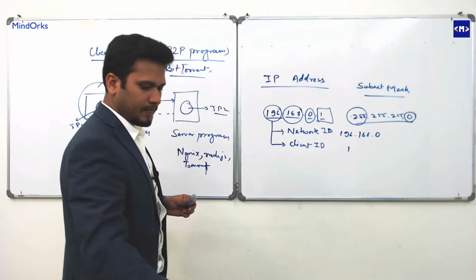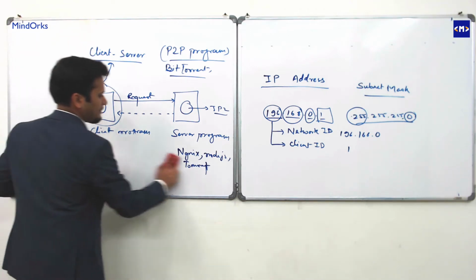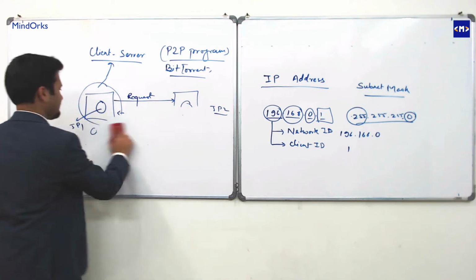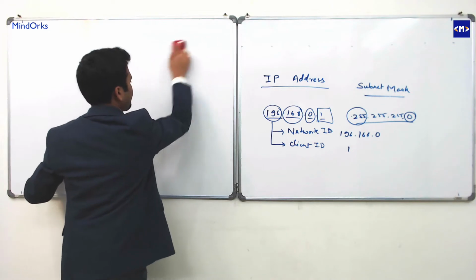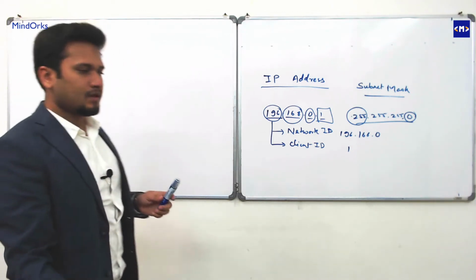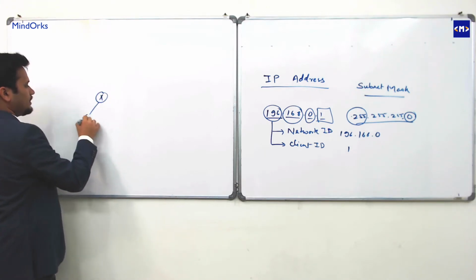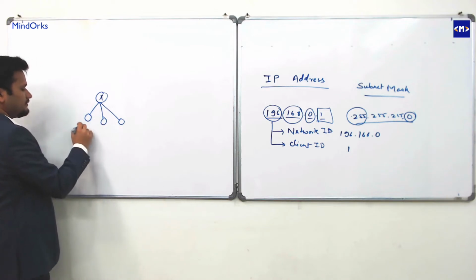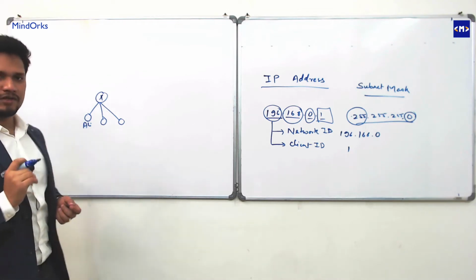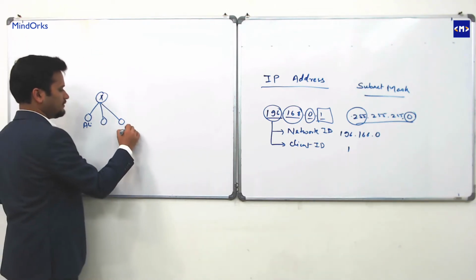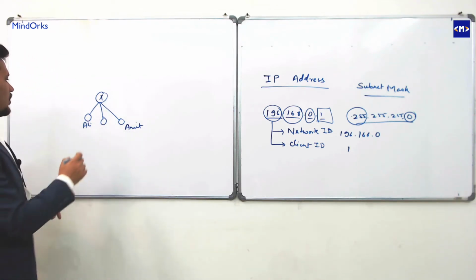Now let's understand the role of this IP address. Suppose this is my Wi-Fi and I am connected to this Wi-Fi here, and suppose Amit came to my house, he is also on the same Wi-Fi, we are on the same network. How are we on the same network?